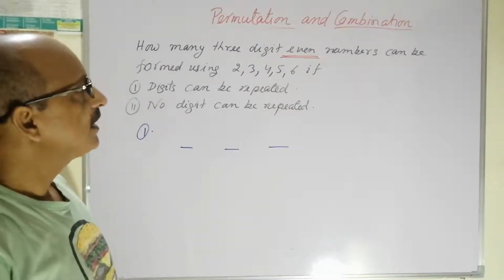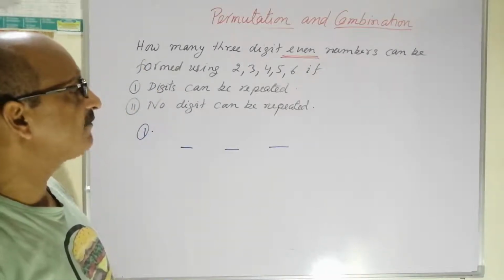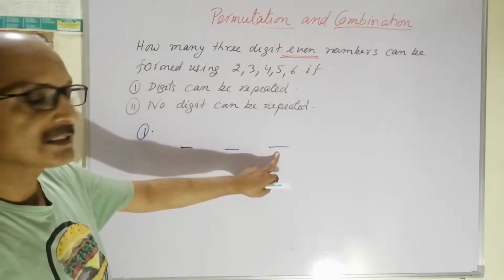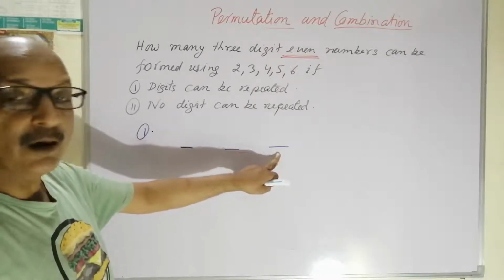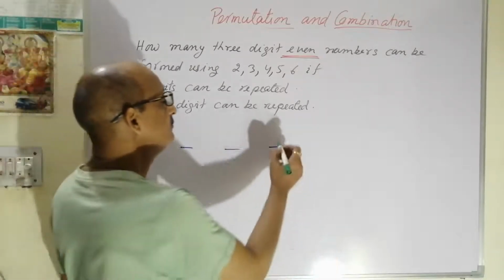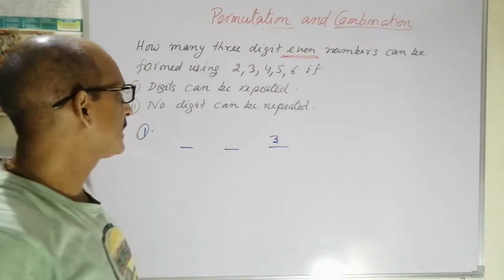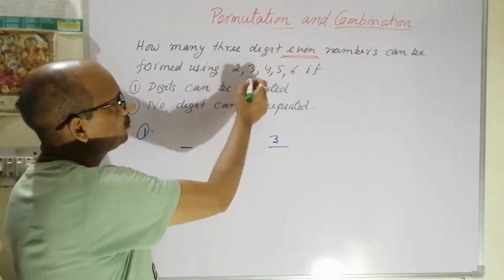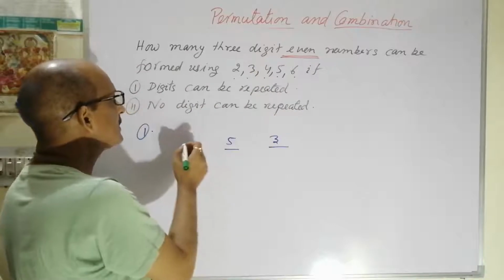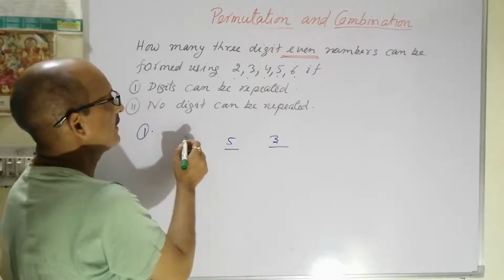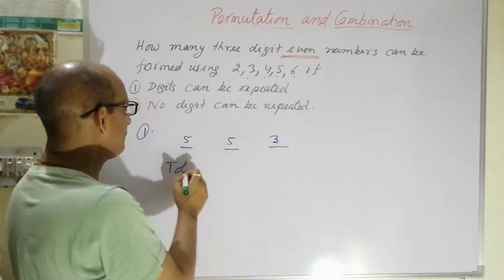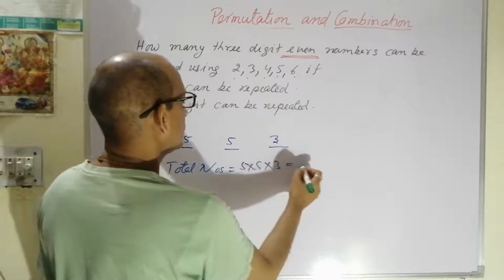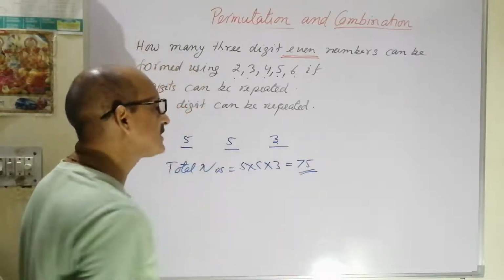Now we'll see how many numbers can be filled at this place. At this place either 2 can come, or 4 can come, or 6 can come. I am using the word or. So how many ways can we fill it? 3 ways. Since the digits can be repeated, this can be filled in 5 ways, and this can again be filled in 5 ways. So total numbers will be 5 into 5 into 3, which is 75. The total number will be 75, which are even.